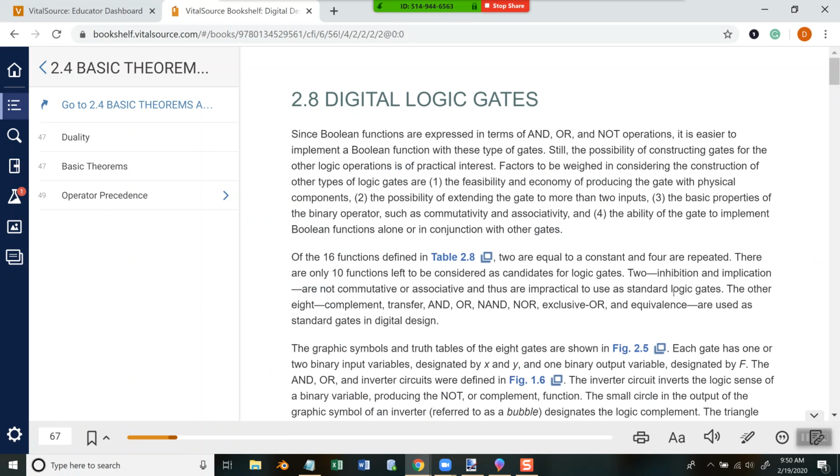Okay, digital logic gates. Since Boolean functions are expressed in terms of AND, OR, NOT operations, it's easier to implement a Boolean function with these type of gates. Still, the possibility of constructing gates for other logic operations is of practical interest. Factors to be weighed in considering the construction of other types of logic gates are the feasibility and economy of producing the gate with physical components, the possibility of extending the gate to more than 2 inputs, the basic properties of the binary operators such as commutative and associative, and the ability of the gate to implement Boolean functions alone or in conjunction with other gates.